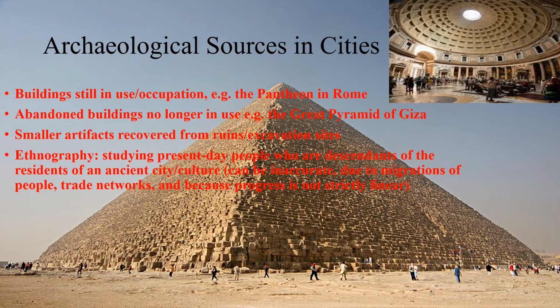Additionally, archaeologists can use ethnography to learn about ancient cities. They can study present-day people who are descendants of the residents of the ancient city/culture that they are trying to recreate. Ethnography, though, can be inaccurate due to things like the migrations of people, changing trade networks, and because progress is not strictly linear.